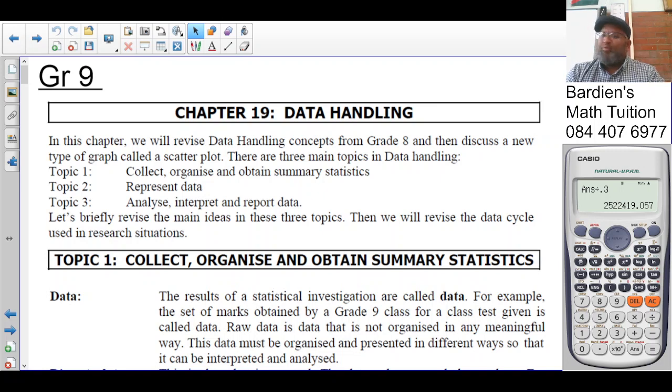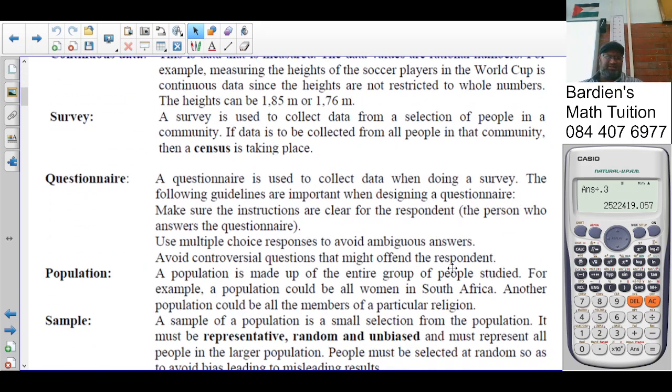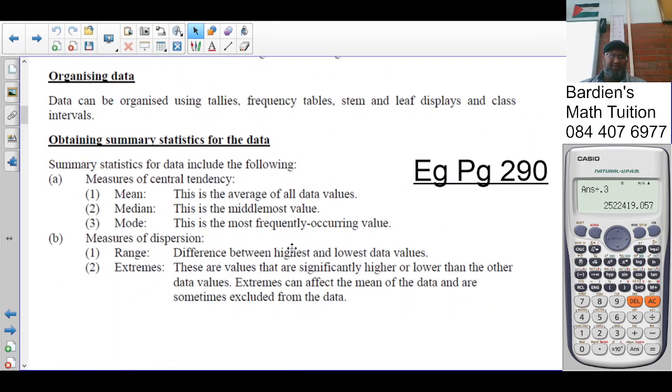So at this point we're looking at data handling. This is our second lesson, also known as statistics, not so? So let's check where we are. We spoke about discrete, continuous, questionnaire, population, sample. We spoke about organizing data, obtaining summary statistics for the data. We spoke about measures of dispersion and measures of central tendency.